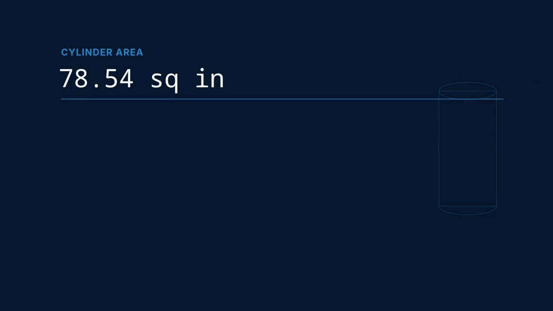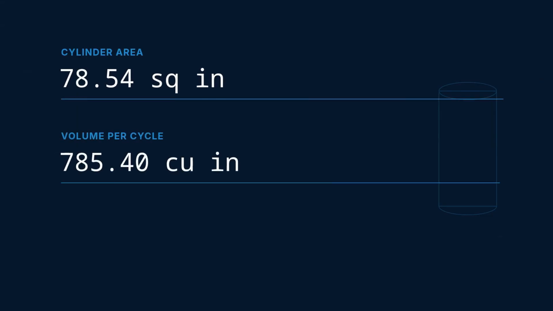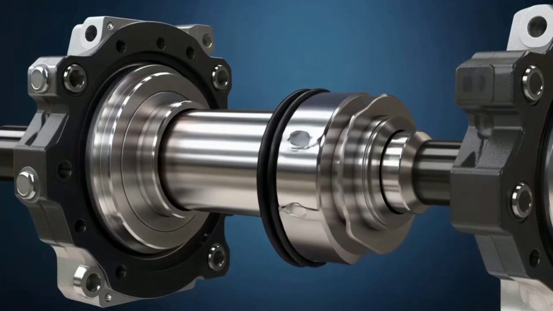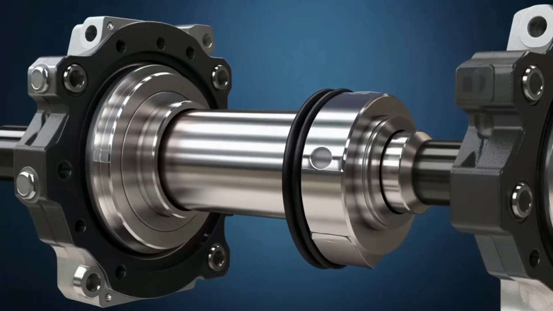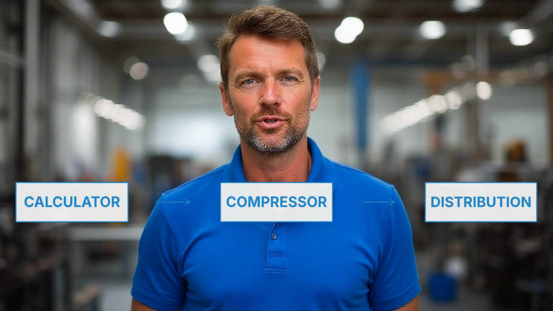The cylinder area calculates to 78.54 square inches. Volume per cycle shows 785.40 cubic inches. The amount of air used in each complete cylinder movement. This tool helps you properly size your air compressor and distribution system.